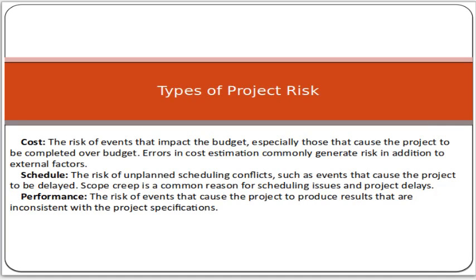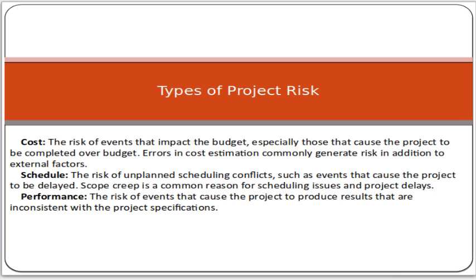Then typically there are three types of project risk mainly. One risk is related to cost: the risk of events that impact the budget, especially those that cause the project to be completed over budget. If that type of risk occurs, it may impact your cost. Another type is schedule. Schedule means it will impact your time duration, the completion of a project. And the third one is performance. Performance means the risk of events that cause the project to produce results that are inconsistent with the project specifications.